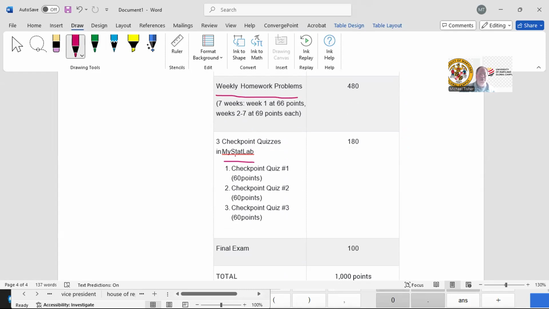And to access MyStatLab, you would do this through Leo. And so before class, you will want to set up MyStatLab. And then once you have MyStatLab set up, you can go there anytime and work on these homework problems and checkpoint quizzes. All right.